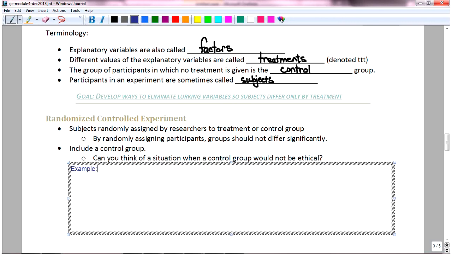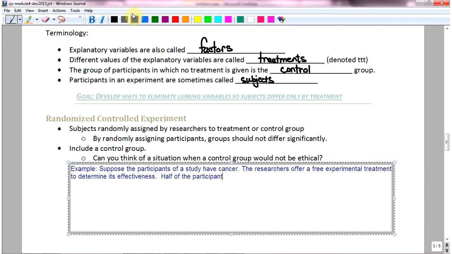Well, I can give you an example. Suppose the participants of a study had cancer. The researchers offer a free experimental treatment to determine its effectiveness. So half of the participants receive the treatment, and then the other half are in the control group and receive no treatment. This can be looked at as unethical because half of these participants with cancer need treatment, but half of them are not receiving it.